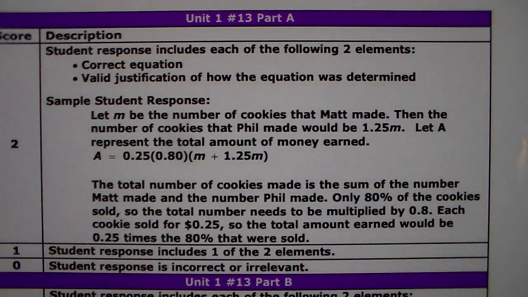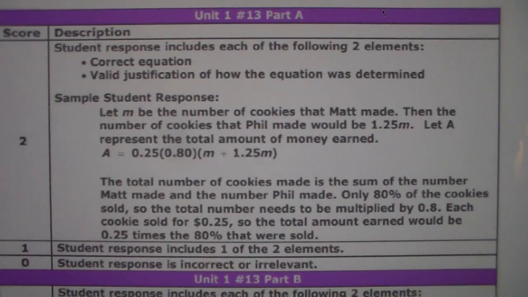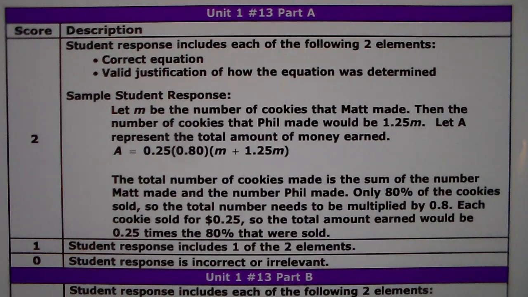What PARCC is looking for, for a full amount of points, is that the student response must include each of the following 2 elements: the correct equation that you make and a valid justification of how the equation was determined. There's actually multiple correct ways of doing this. We're just going to focus on the one style and get comfortable with that style. If you come to extra help, I could show you other ways too.